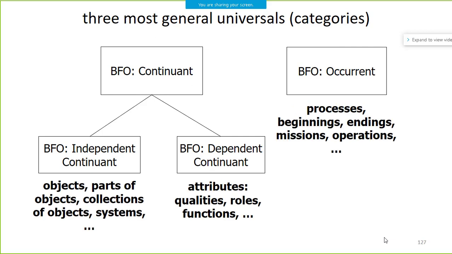And now I have another handout. So don't try and read that diagram all in one go. You will hear bits of it as we go along. So independent continuants are things like objects such as you and parts of objects such as your head or your finger. Dependent continuants are things like attributes, roles, functions. We'll talk about those later on. And then occurrents are processes, including things like missions and operations.